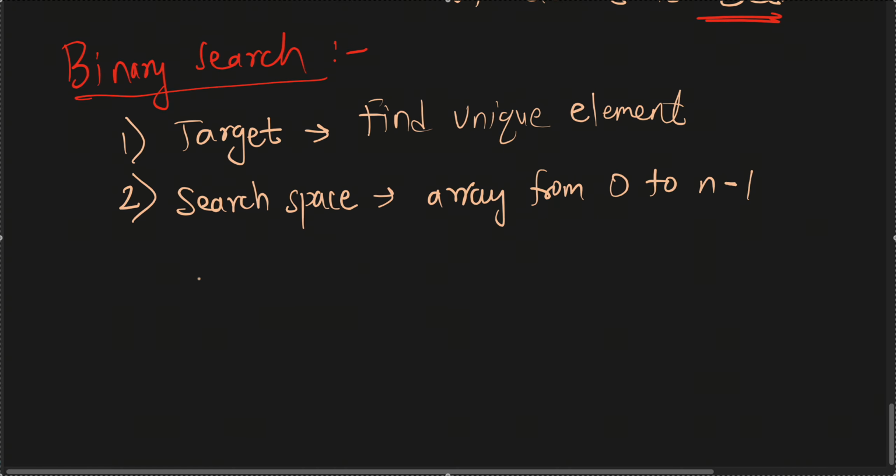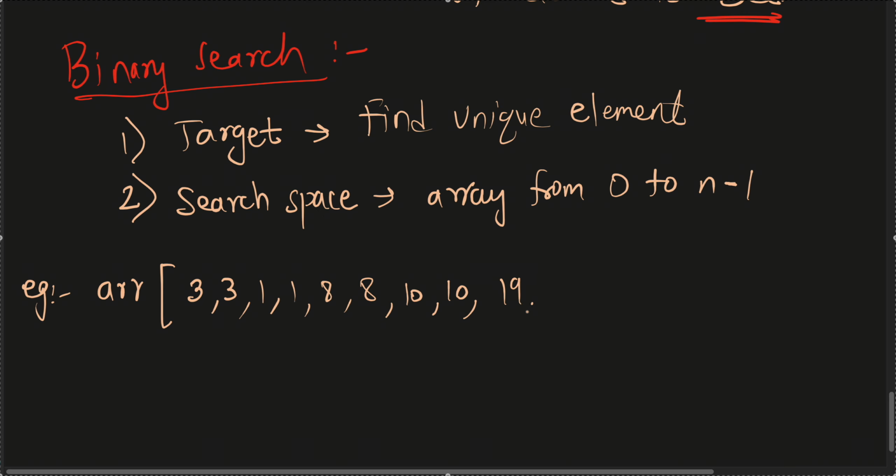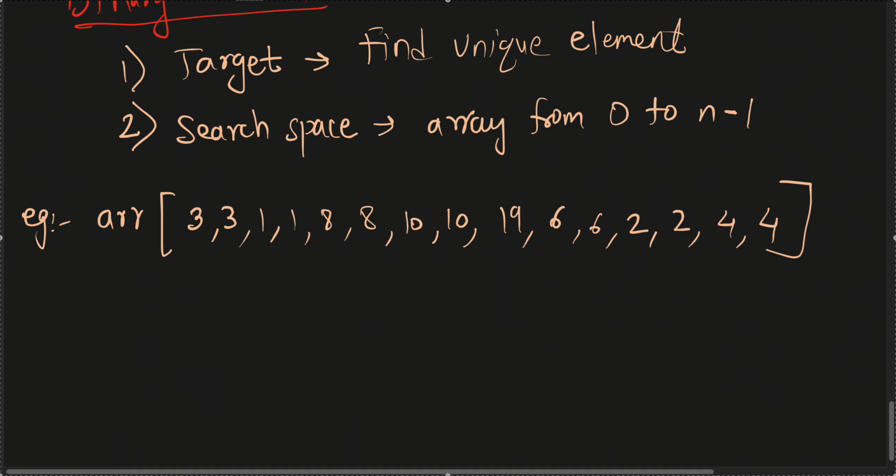So let's dry run to check whether we can apply binary search here or not, right? Let me take another example and we will do the dry run and check whether we can apply binary search in this example or not. Let me take another example. 3 3 1 1 8 8 10 10 19 6 6 2 2 4 4, right? So I have taken a bigger array so that we can do a good dry run. Let me do indexing. 0 1 2 3 4 5 6 7 8 9 10 11 12 13 14, right?